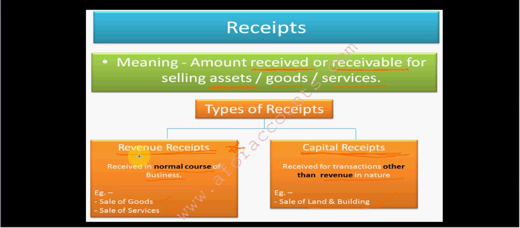So summing up, revenue receipts are the receipts which you get in your normal course of business. Examples, your sale of goods, sale of services are called revenue receipts. And what are capital receipts? The receipts other than your revenue receipts. Example, sale of land and building, which I normally don't do on a daily basis. If from them I have generated some revenue, that is called capital receipts.